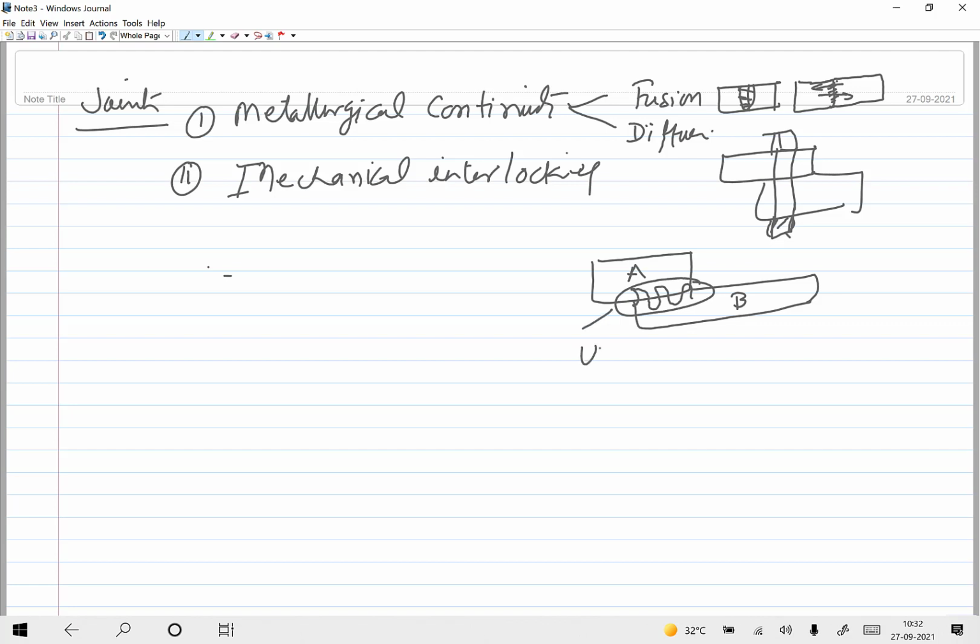This is what happens in ultrasonic welding, electromagnetic welding, explosive welding, and even a little deformation and interlocking takes place in diffusion welding also. But these are the three very common processes where mechanical interlocking is involved.